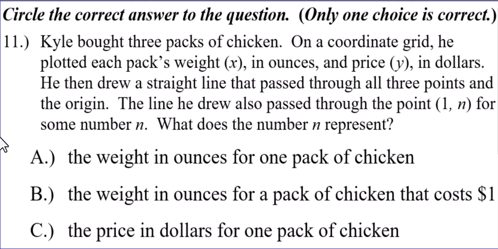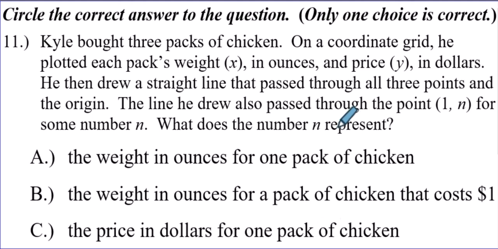Number 11, Kyle bought 3 packs of chicken. On the coordinate grid, he plotted each pack's weight, x, in ounces, and the price, y, in dollars. He then drew a straight line that passed through all 3 points and the origin. The line he drew also passed through the point (1, n) for some number n. What does n represent? Okay, you're like, that was a lot to read.